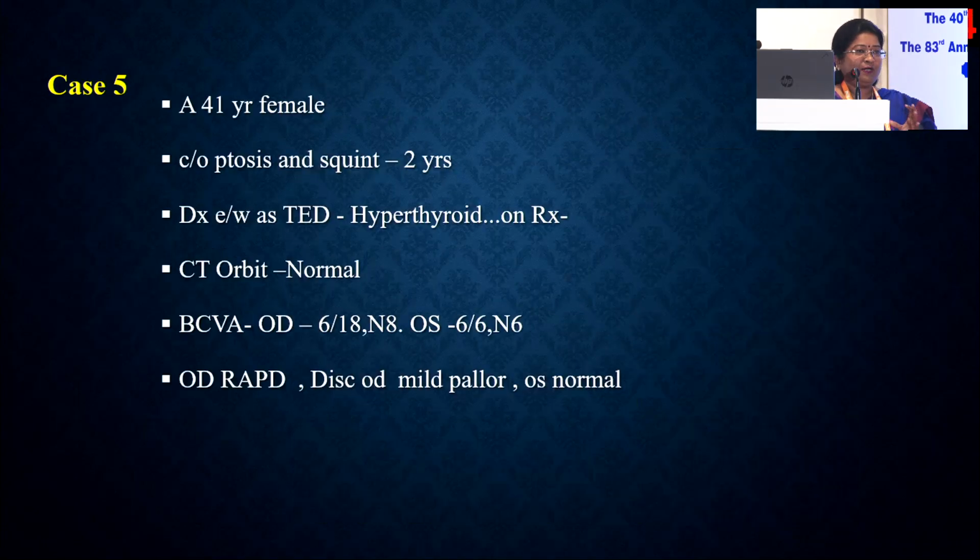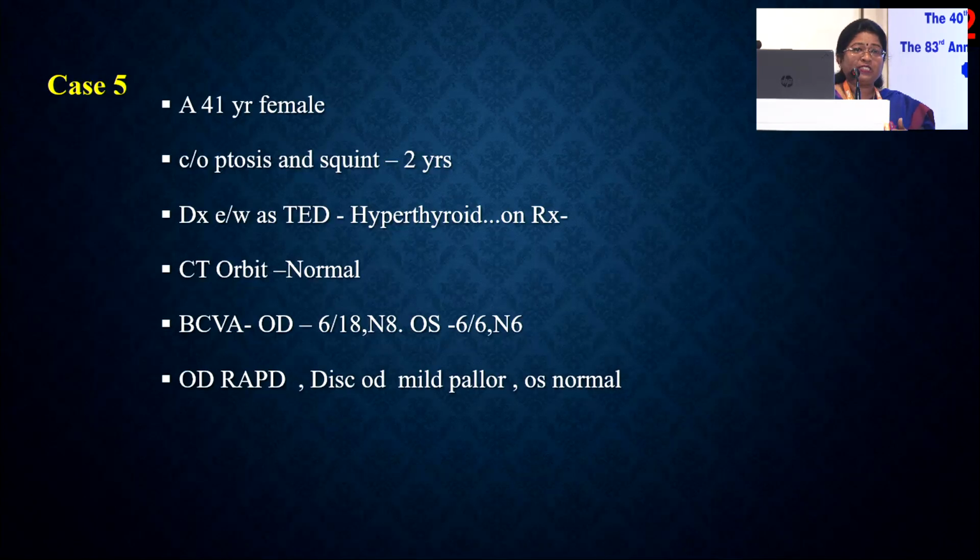And there was an era of fungal lesions even before COVID, because we all are smitten by the rhino-orbital mucor, but there are so many fungal lesions even before that, because we have a high index of diabetic population in our country. And this is a 41-year-old female who was referred to me as a thyroid eye disease, and she had a history of squint and ptosis over a period of 2 years.